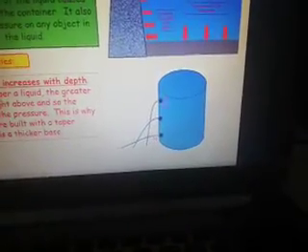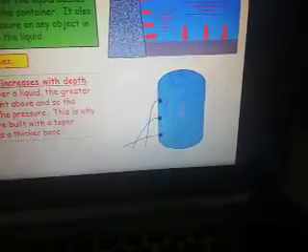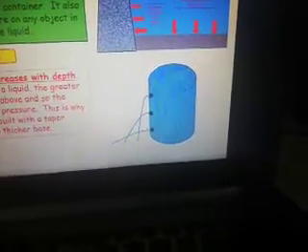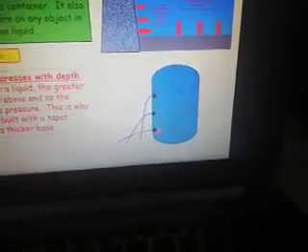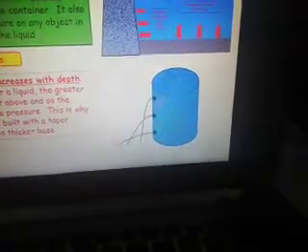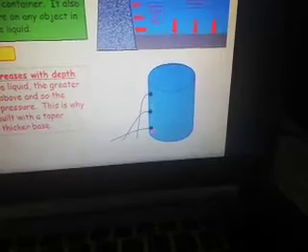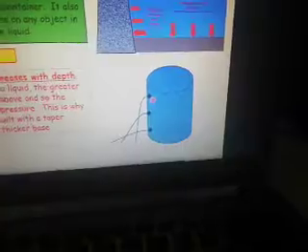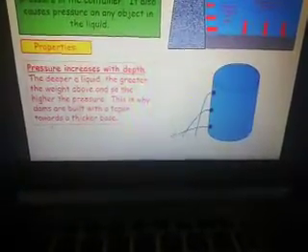If you compare hole number 1 and hole number 3, look at the liquid coming out from the container. The distance where the liquid comes out from hole number 3 is much bigger compared to hole number 1. This is due to the higher pressure at the bottom and smaller pressure at the top. This is why dams are built with a taper towards a thicker base.